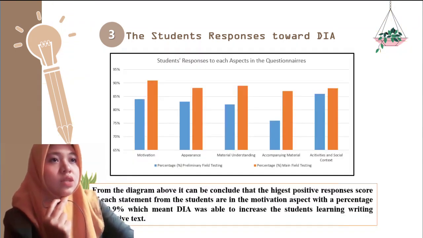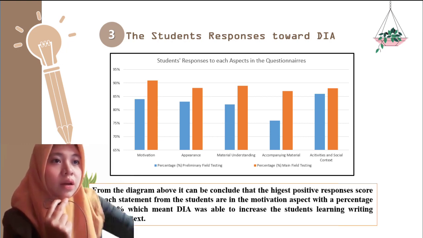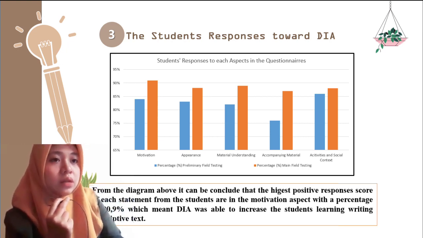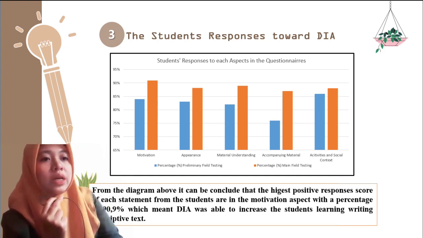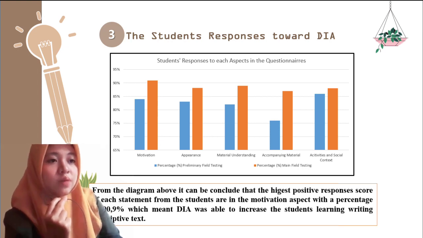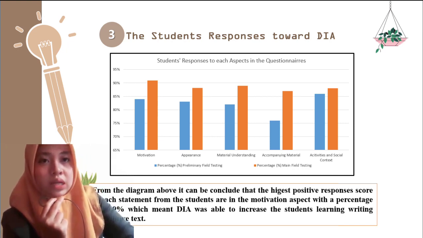And the next is the student responses toward DIA for each aspect in the questionnaires. Here is the diagram we can see on the screen. From the diagram above, it can be concluded that the highest positive response score for each statement from the students is in the motivation aspect, with a percentage of 90.9%, which means DIA was able to increase the students' motivation in learning to write descriptive text. All of the categories are more than 75%, so it also means that DIA in every aspect is categorized as a good media based on Arikunto 2006.